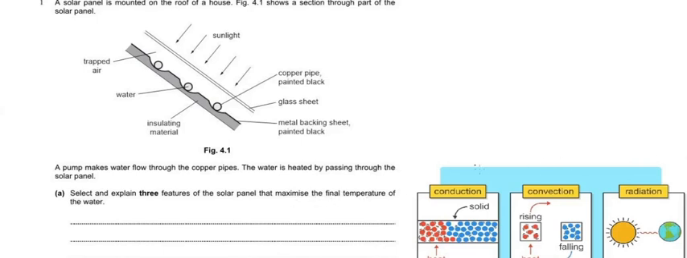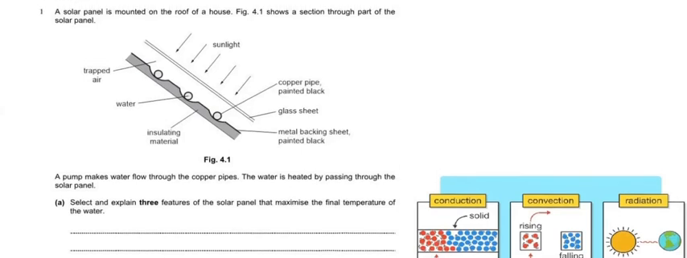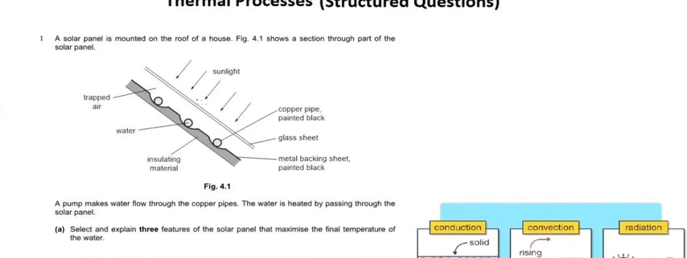So we want to write down three features, and you can see this is a schematic figure of the solar panel. The light is coming from this side. This particular transparent thing is nothing but the glass sheet, and we have the copper pipe. You can see it is painted black. This black color is very important over here. The copper is very important here. Then the glass is important.